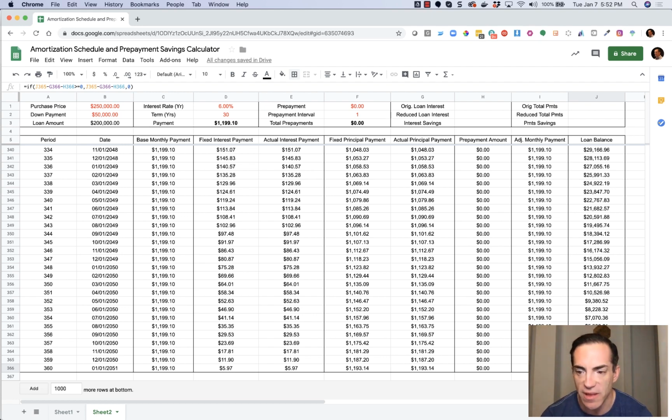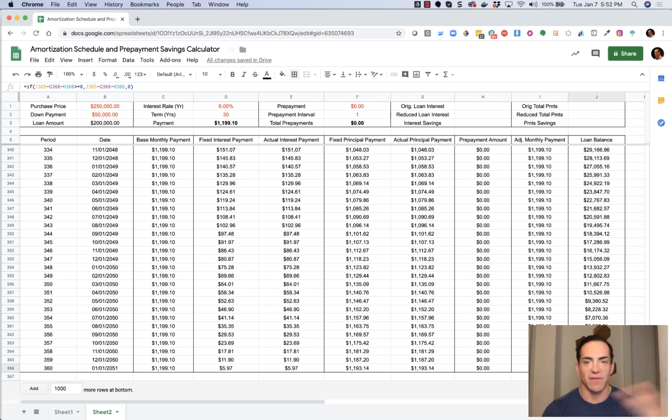month. You see that in the next to last month, there was $1,193.14 left on the loan. That was the actual principal payment made in the last month. Also $5.97 worth of interest. And that effectively paid off the loan. That's an amortizing loan for you, right?